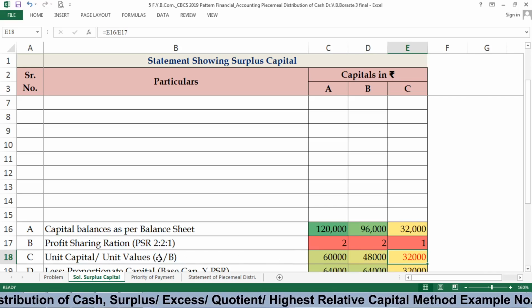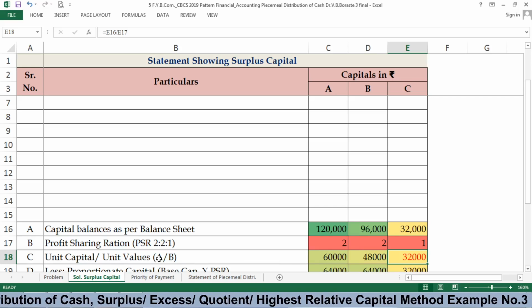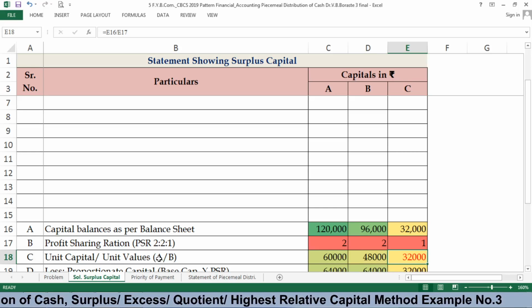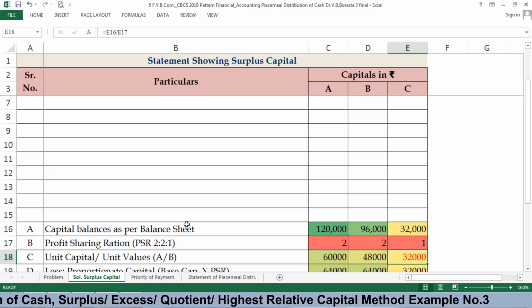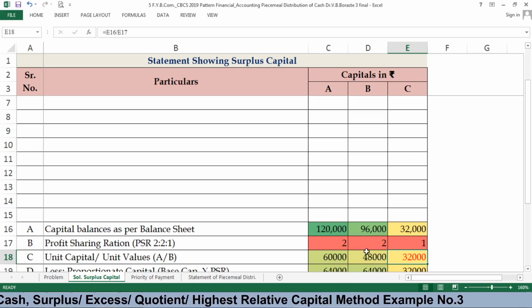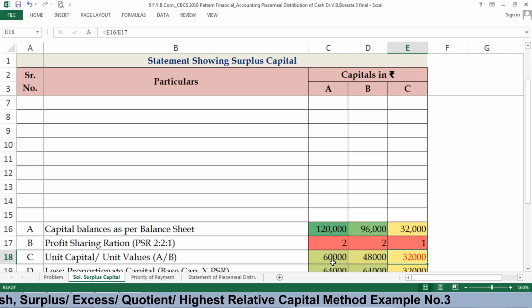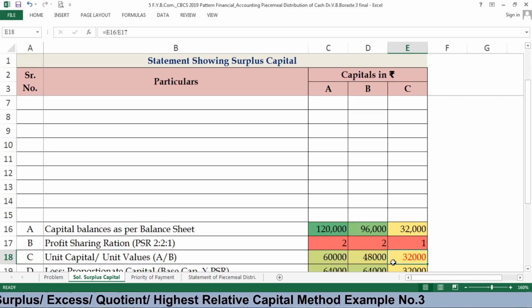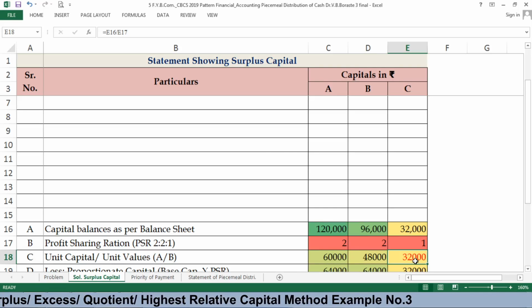The next step is we have to calculate proportionate capital. So what is proportionate capital? The person who has paid the least amount is called the base capital. Here Mr. C gives 32,000 for one share, Mr. B gives 48,000 for one share, and Mr. A has given capital to the partnership firm of 60,000 for one share. So out of these three figures, we have 32,000 as the least capital. I have made it red font to show that it is the base capital.